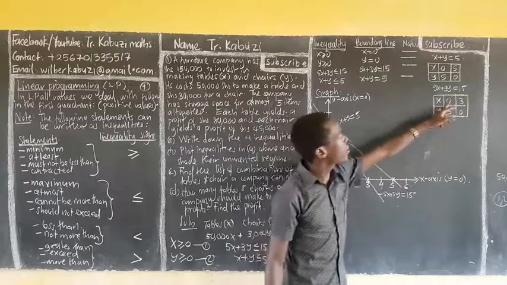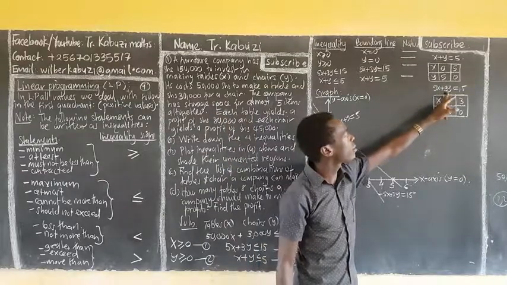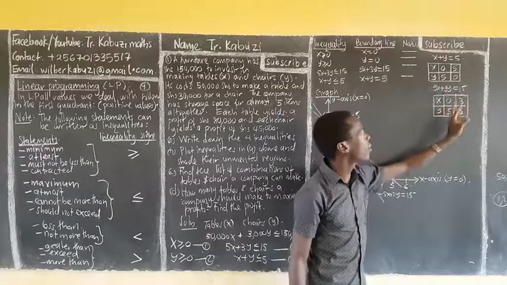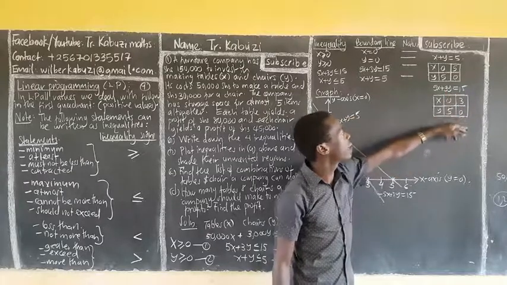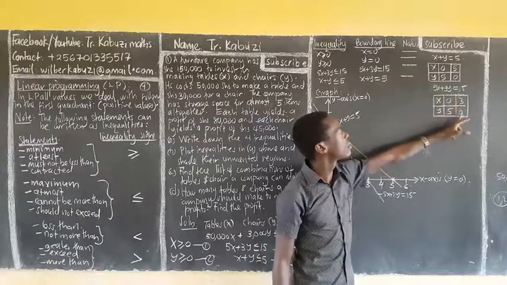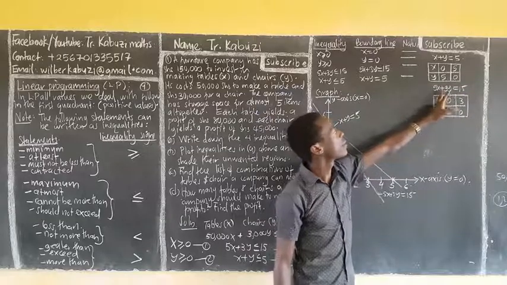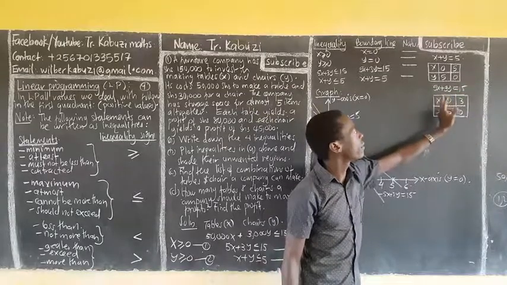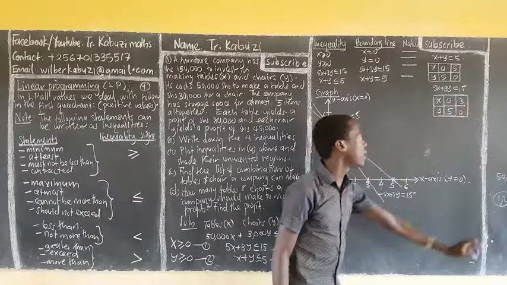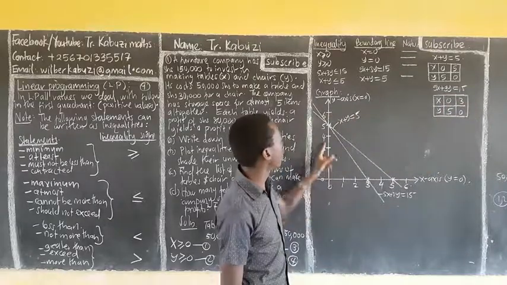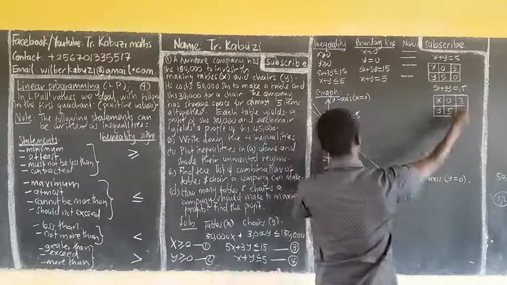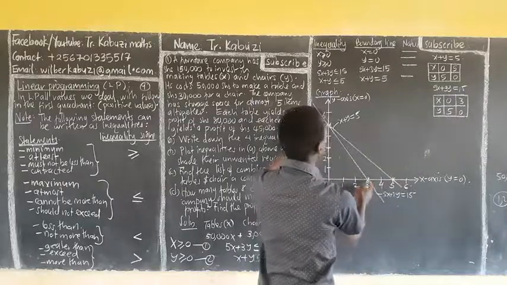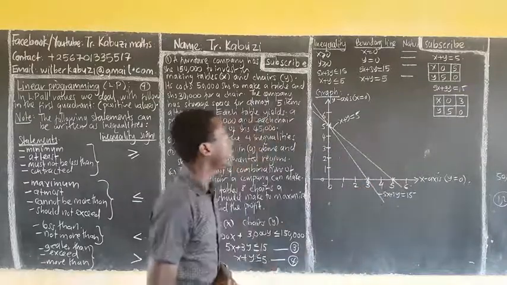Then when x is 0, when I put 0 here, y divided by 3 will be 5. Then when y is 0, x will be 3, if you divide 5 and 15, you get 3. Here's the point 0, 5, and then 3, 0 is here. And then we join this line.